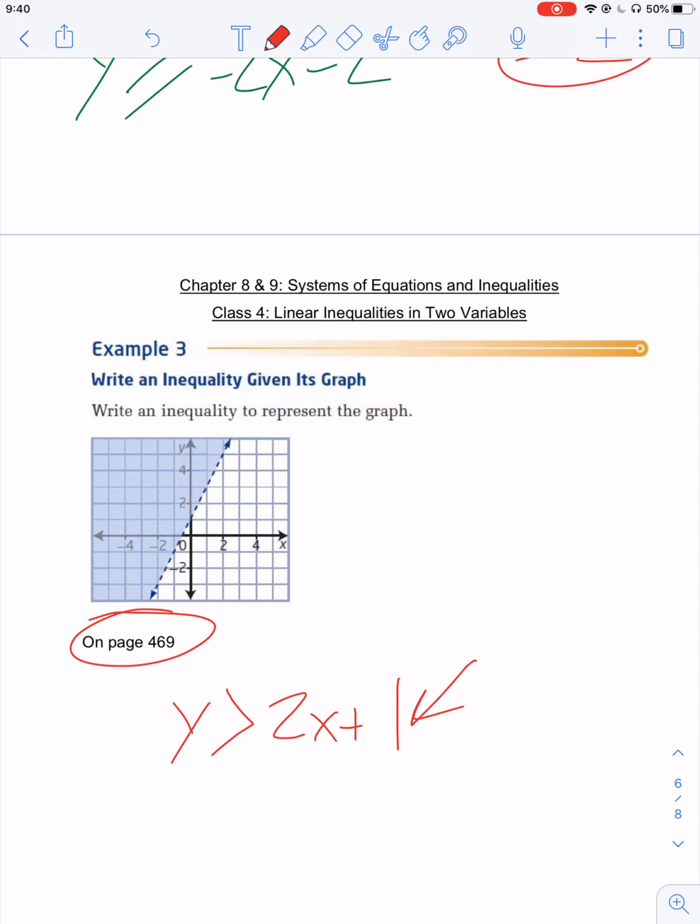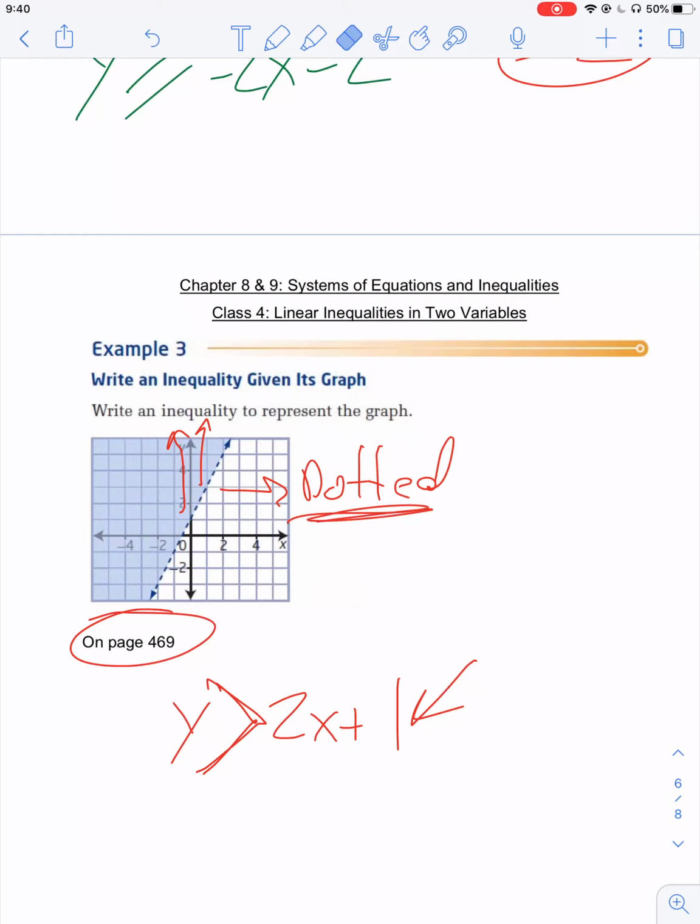Again, this will be a strict inequality. Why? Because your line is dotted. And why is it greater? Because your values are on top of this line, you see, on top of it, not underneath. So it has to be strictly greater than, because it's dotted.